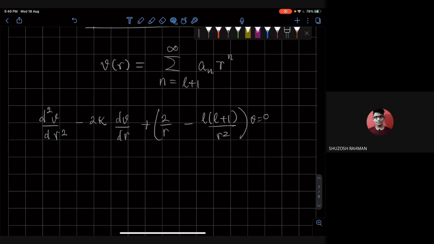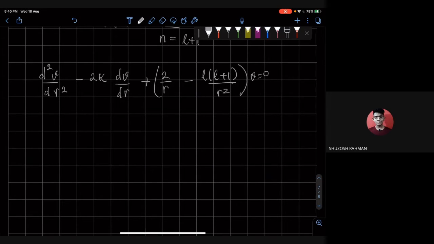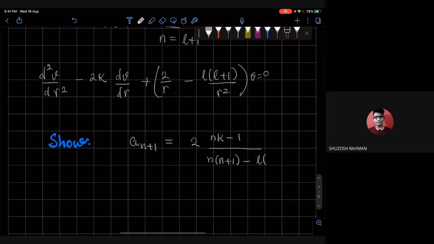Now, it's a generic ODE. We can solve it by using the usual series method and then we can derive a recursion relationship, and you can show that the recursion relationship is a_{n+1} is equal to 2(nk minus 1) divided by (n plus 1) minus L times (n plus L plus 1) a_n. Okay, so this is the recursion relationship.